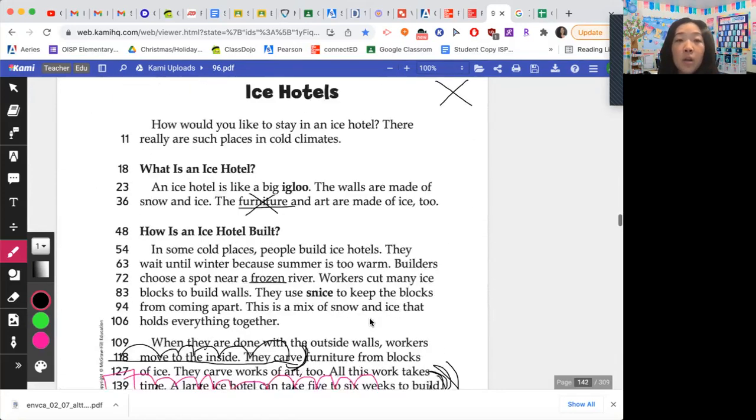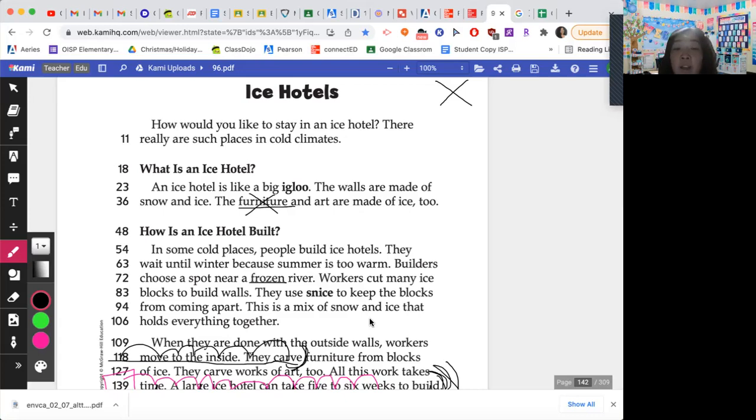All right. How would you like to stay in an ice hotel? There really are such places in cold climates. What is an ice hotel? An ice hotel is like a big igloo. The walls are made of snow and ice. The furniture and art are made of ice too. How is an ice hotel built? In some cold places, people build ice hotels. They wait until winter because summer is too warm.